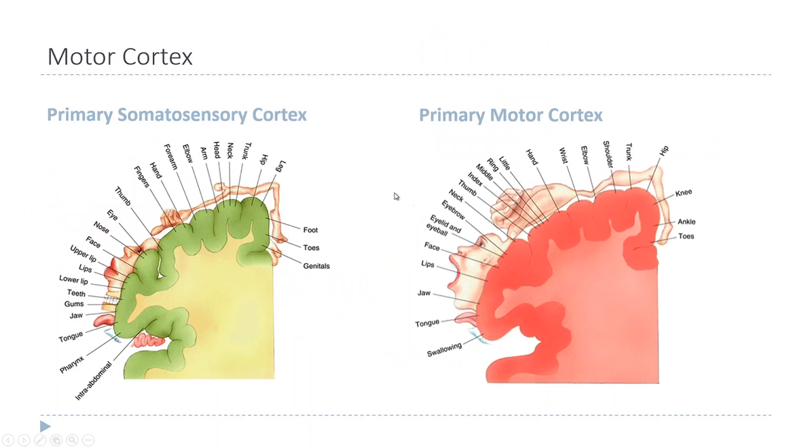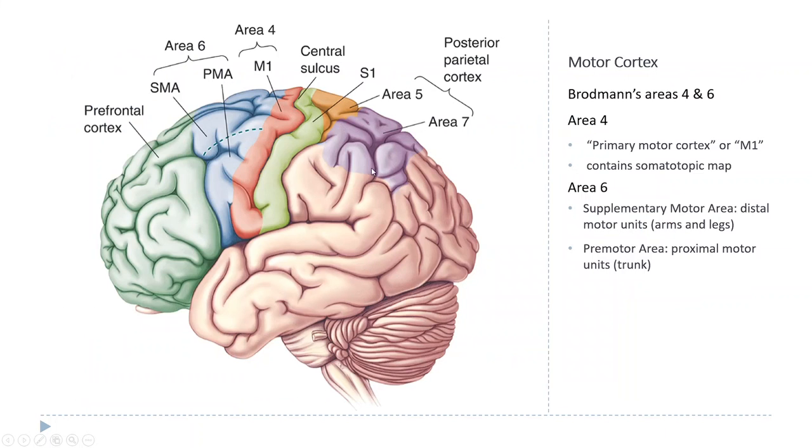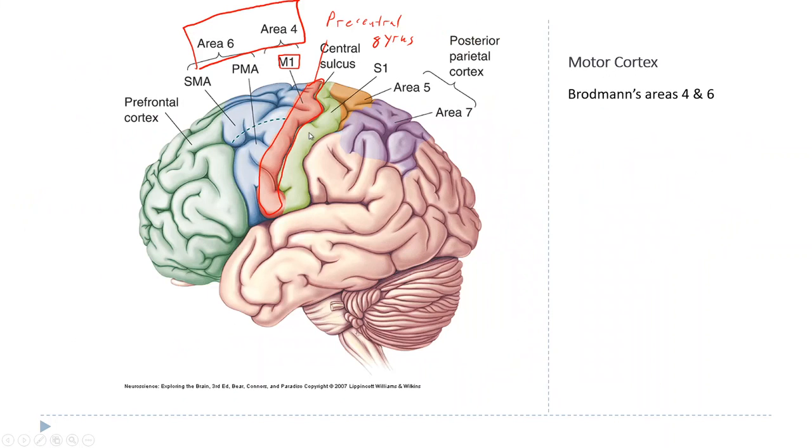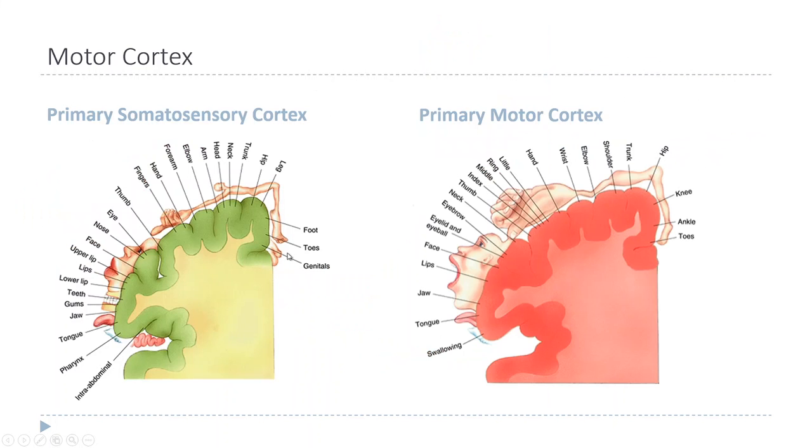And this may look familiar, because the primary somatosensory cortex is also somatotopic, and it's right next to the primary motor cortex. So this again is the map. These are the regions we're talking about. Primary motor cortex is right here in red. Primary somatosensory cortex is right here in green. They both have a somatotopic map that is pretty well lined up.